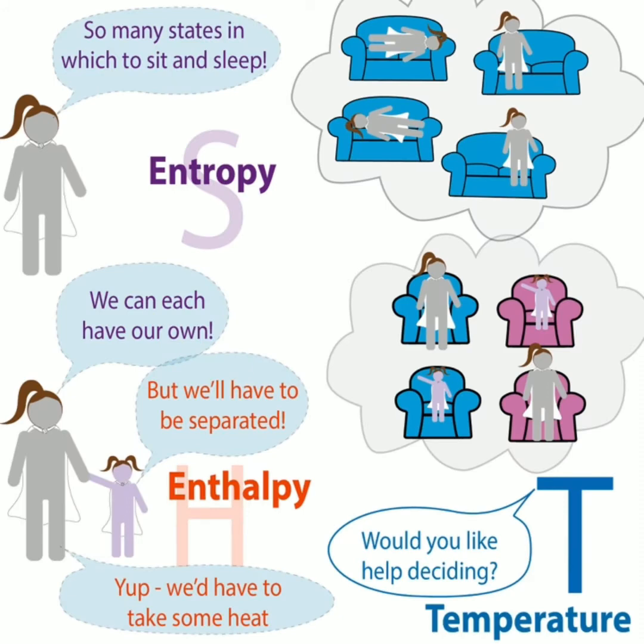So going back to our couch analogy, we have the entropy, which is going to be represented by the S term. That's how many, so if you lie on a couch, sit on a couch, stand on a couch, that's where you have your molecules that have more different ways you can find them.